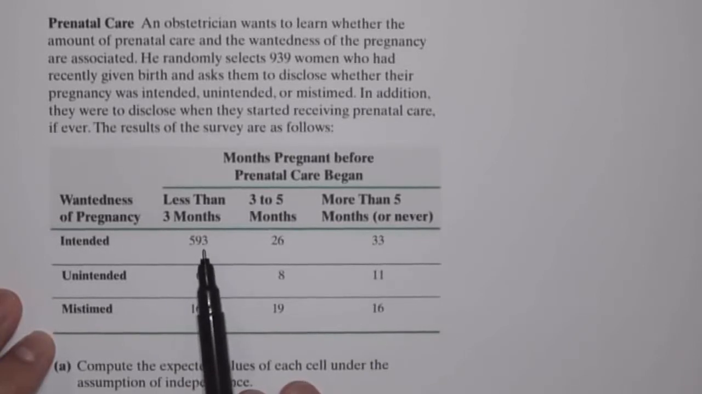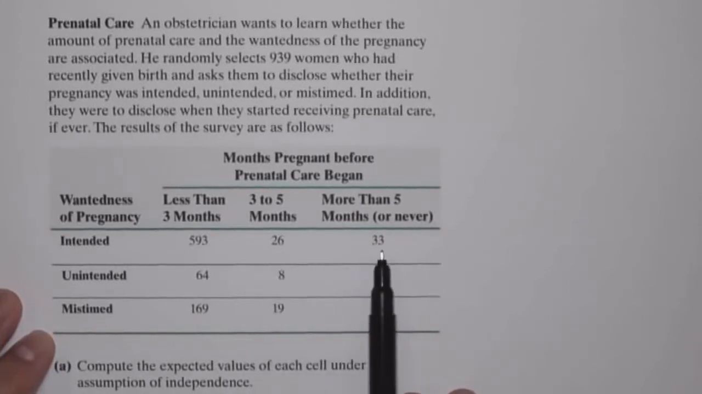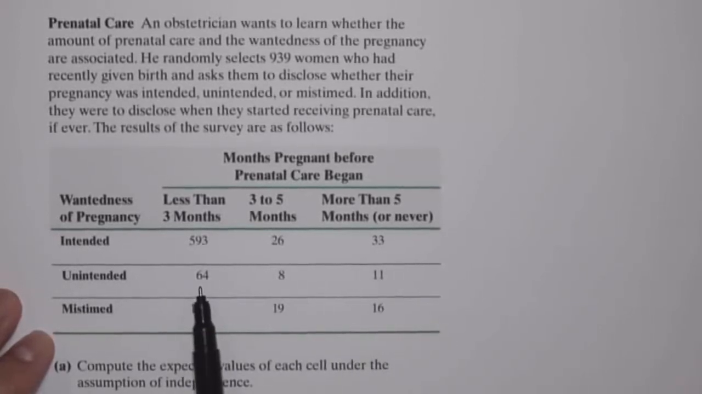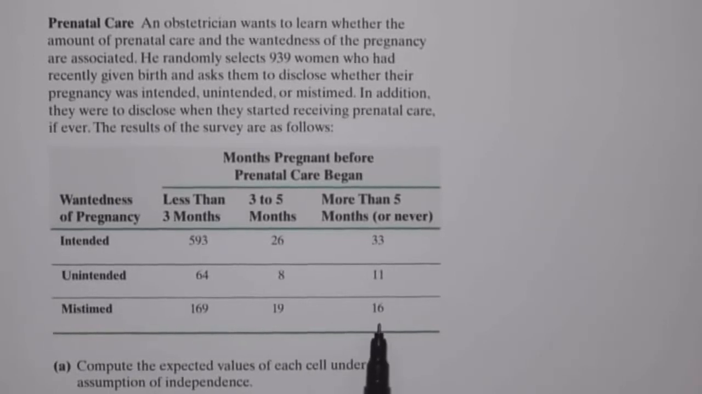593 of them intended to get pregnant and they received prenatal care in less than 3 months. 26 were intended and received prenatal care from 3 to 5 months, and 33 were intended and received prenatal care more than 5 months or never. And so on. 64 unintended received prenatal care less than 3 months, 8 were unintended 3 to 5 months, 11 were unintended more than 5 months, 169 were mistimed and less than 3 months, 19 mistimed in 3 to 5 months, 16 were mistimed in more than 5 months.